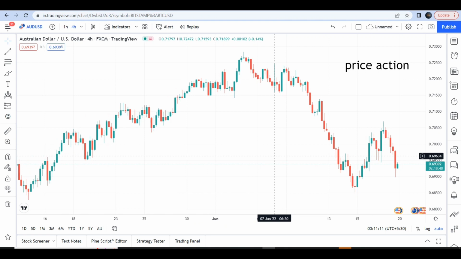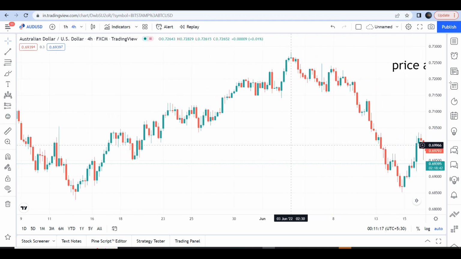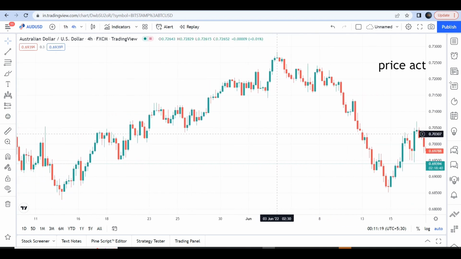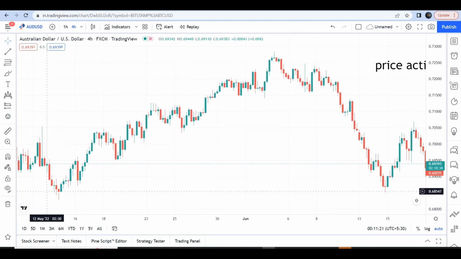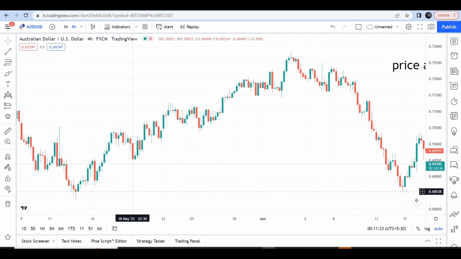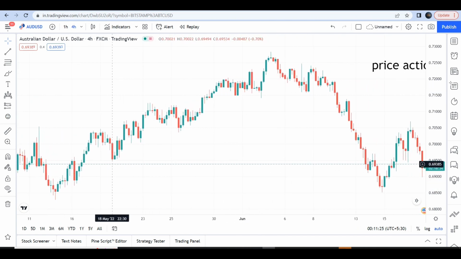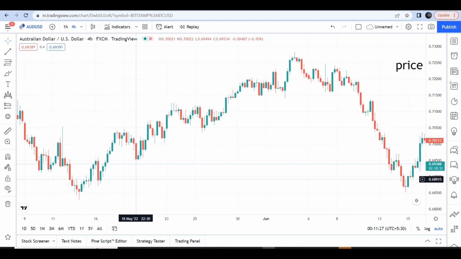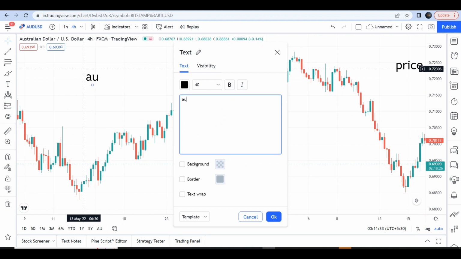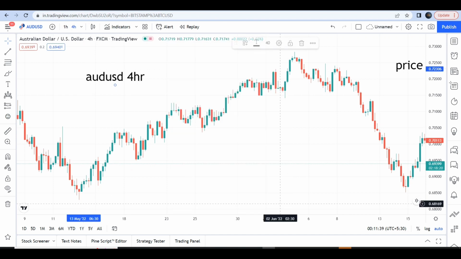So my strategy is very simple, guys. This price action strategy, the first thing I always want to do is identify which trend it is. As you can see, we had a very nice uptrend here to the upper side. What do you know about an uptrend? Whenever it's going up, it forms higher highs and higher lows. And as you can see, guys, we are on the AUD USD, on the 4-hour time frame.